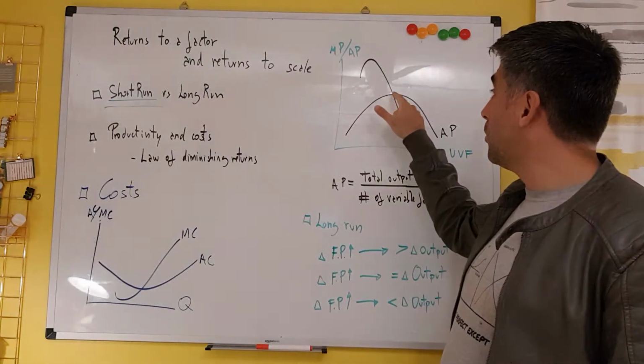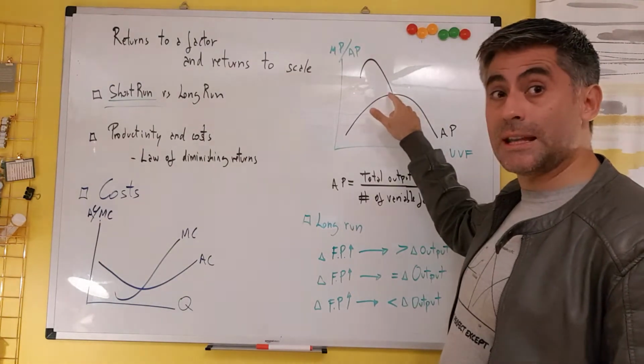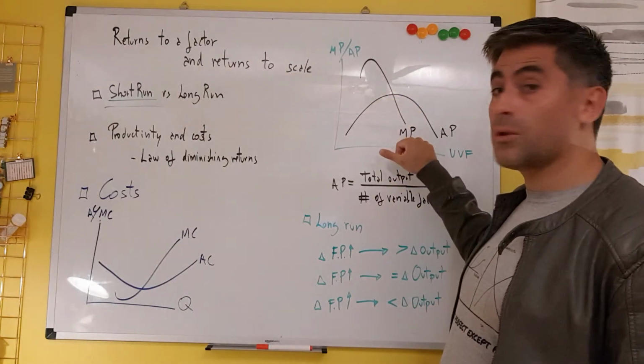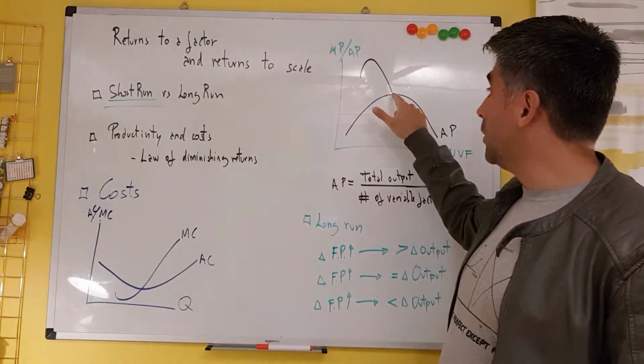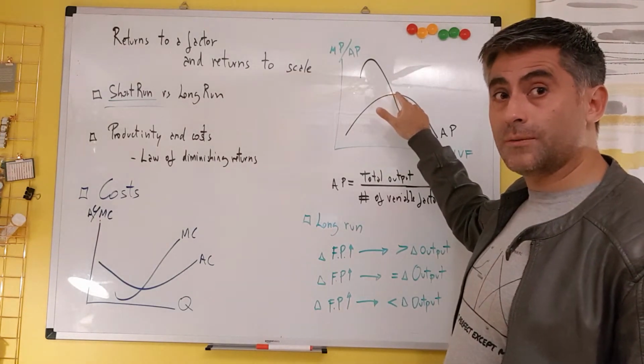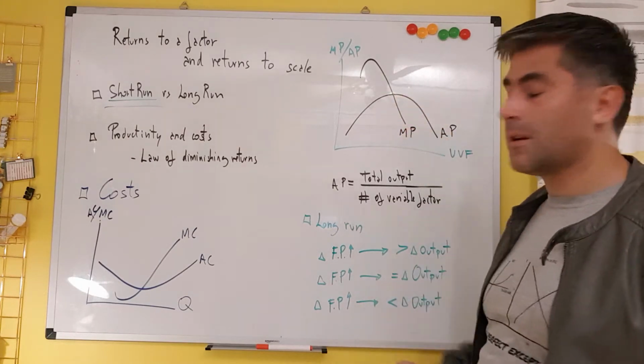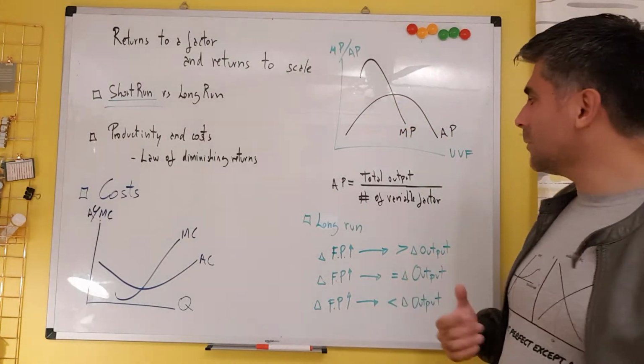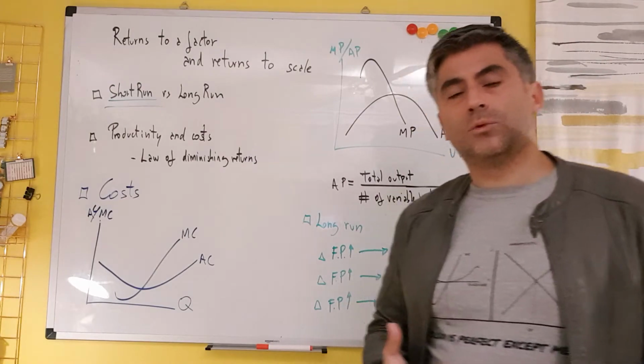And the point where it starts reducing is when the marginal product merges or links or cuts through the average product. That's when it starts reducing. So what does that tell us? Well, it tells 2 things.